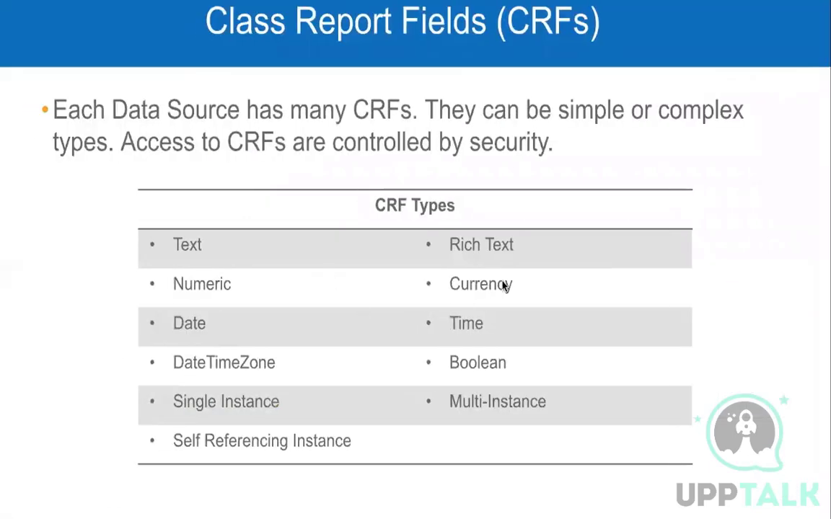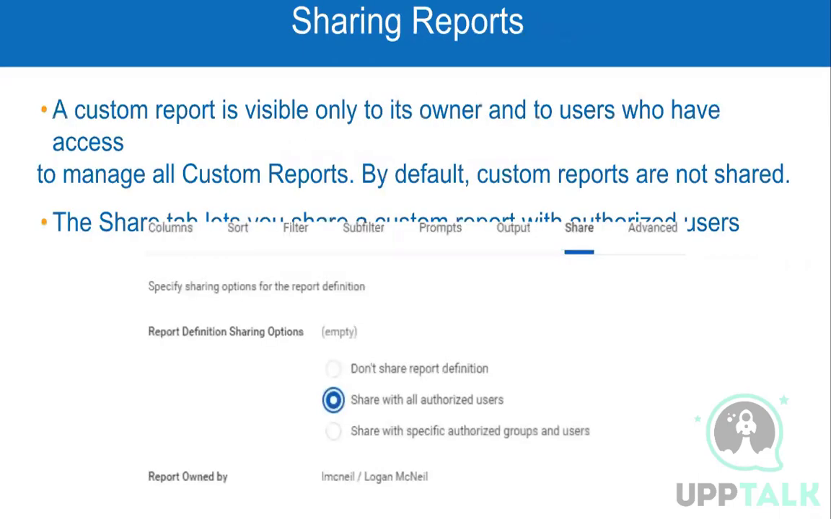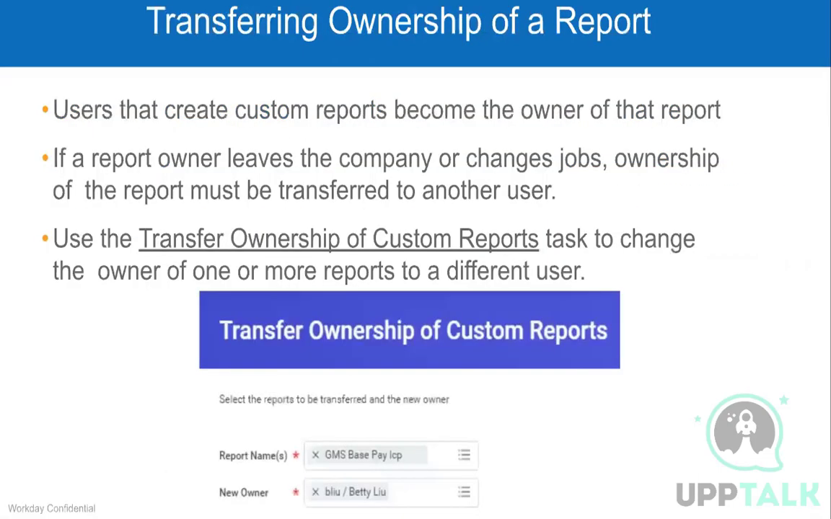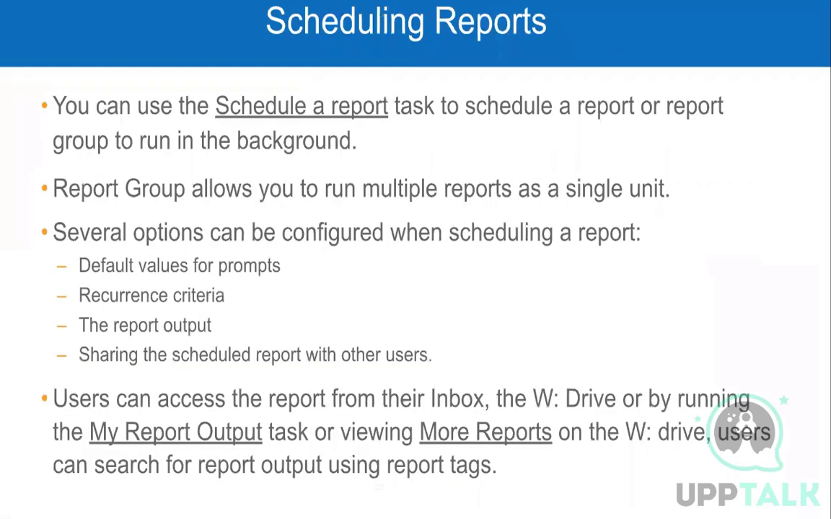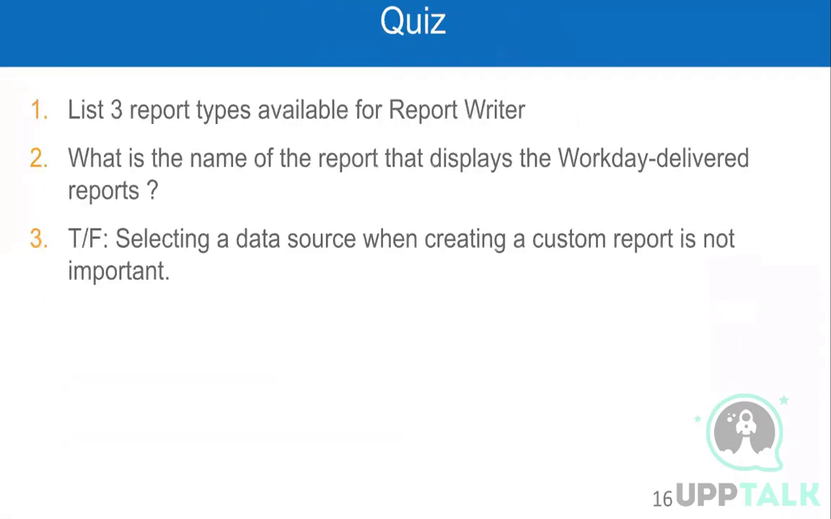Moving on. Oh, we did not see a currency. A currency symbol looks like a dollar sign, right? Copy a standard report, you don't need to do that. We already talked about sharing. Transferring ownership, I'll show you that, not that important. And yes, we'll definitely schedule some reports. Alerts not to be done.